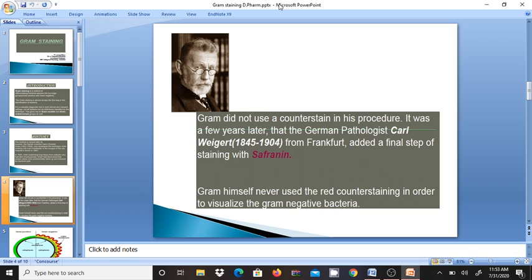Gram did not use a counter stain in his procedure. It was a few years later that a German pathologist, Karl Weigert, 1845 to 1904, from Frankfurt, added a final step, staining with safranin. Gram himself never used the red counter stain to visualize the gram negative bacteria.